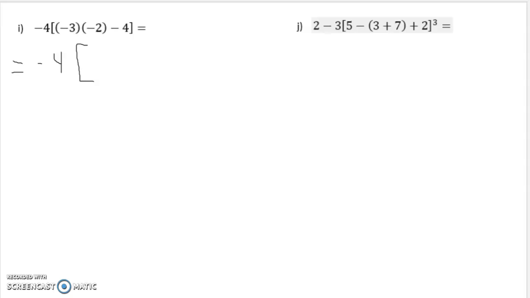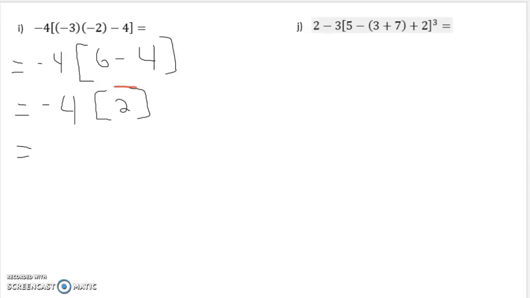And inside the square bracket, there's multiplication. So negative 3 times negative 2 gives me positive 6. And then I still have to subtract 4. Okay, so already it looks a lot easier than we thought. So we have to do what's inside the bracket next, which is 6 minus 4. So out in front stays the 4. And then 6 minus 4 gives us 2.